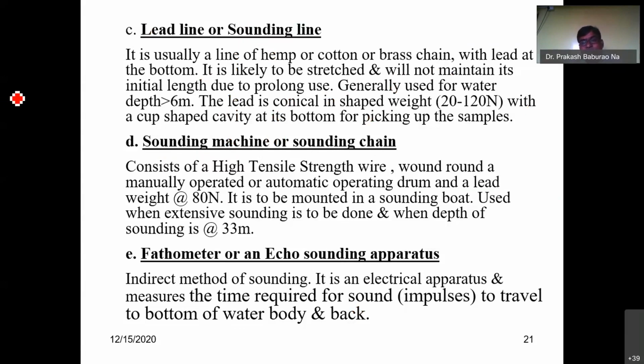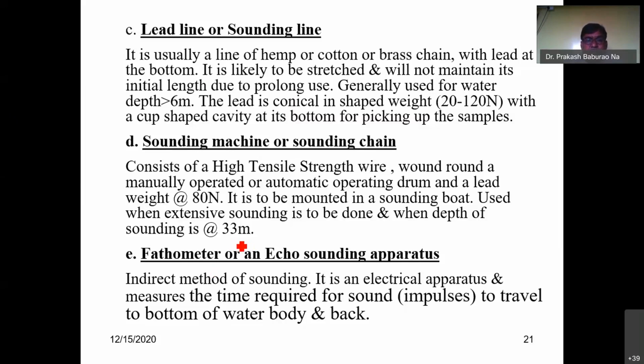Sounding machine or sounding chain can also be utilized. It's a high tensile strength wire which is wound around manually operated machines or an automatic operating drum, where the sounding chain can be placed into the water body, and you observe the depth of the water. It has a capacity range up to 33 meter. You can place it, but there is a need to place the weight at one end so that it can be immersed into the water.